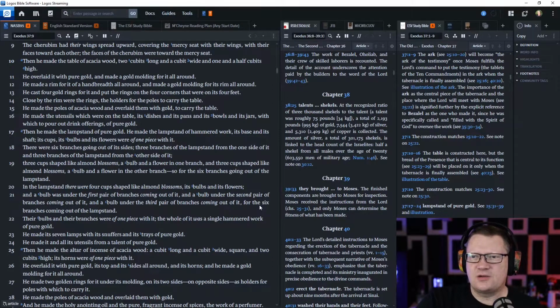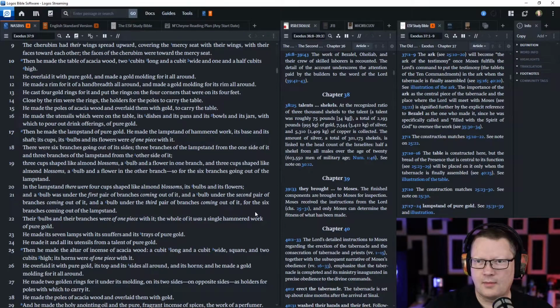He made the utensils which were on the table, its dishes and its pans, its bowls, its jars with which to pour drink offerings, of pure gold. Not that the drink offering is of pure gold, the utensils and dishes were gold.